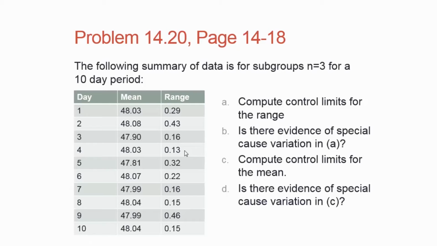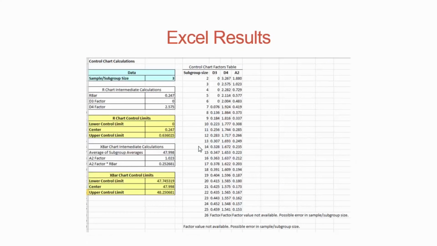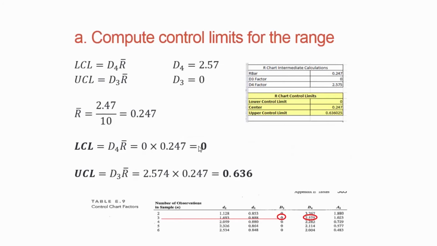So therefore, it does not appear that there is any evidence of special cause variation. So here's how the actual computation would go. Here's the formula for the range, D4 times R bar, D3 times R bar. These are capital D4 and D3, and here are the values we obtained from the table.